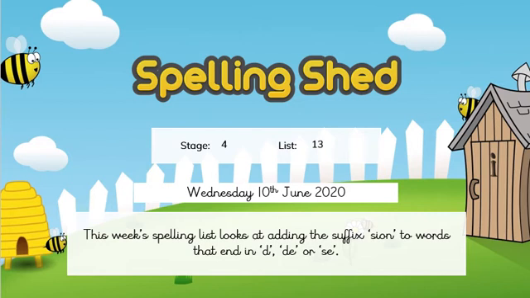Today's date is Wednesday the 10th of June and we're looking at our spelling rule for when we add the suffix shun to words that end in D, DE or SE. Make sure you've got a pen or a pencil and a piece of paper at the ready. Write today's date, Wednesday the 10th of June, at the top of your page and get ready for your spelling lesson this week.